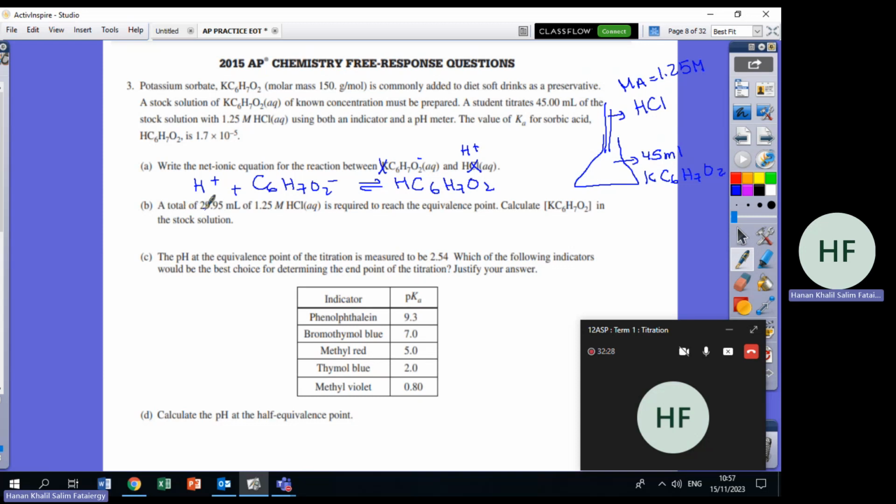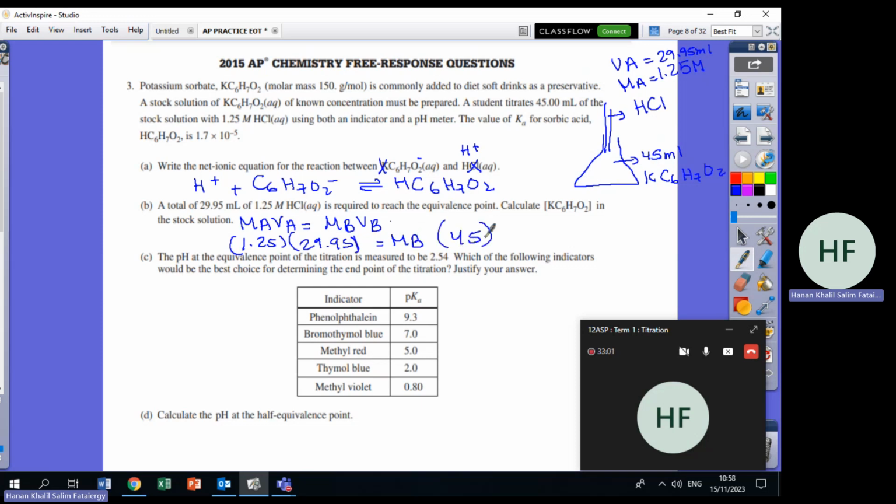A total of 29.95 milliliters of HCl. So the volume of acid is equal to 29.95 milliliters. Calculate the concentration. Of course, like we did before, I will use MAVA is equal to MBVB. Okay, molarity of acid 1.25. Volume of acid is 29.95. Molarity of base is what I needed. Volume of base is 45.